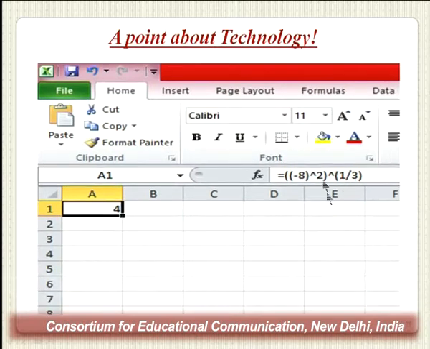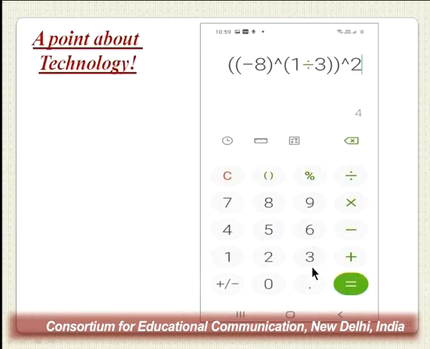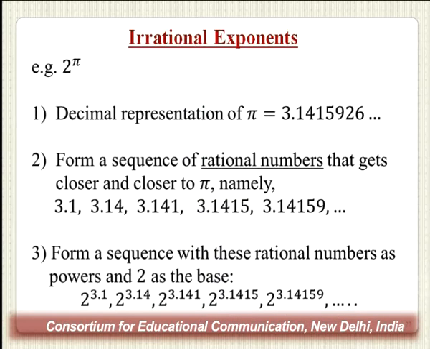Or alternatively, even if you use the formula -8 to the power 2 and the whole thing raised to the power 1/3, here also you get the right answer, which is 4. And similarly with the calculator, if you just break the formula down, the answer does come out to be 4. You get the right answer. So I just wanted to bring this to your attention. And with that, now we move on to irrational exponents.